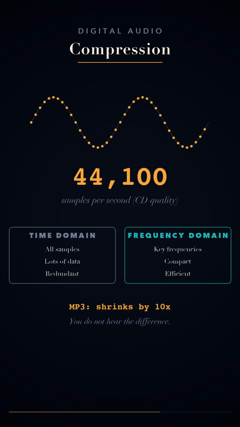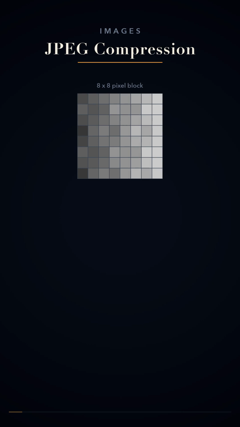MP3 compression works by running a Fourier-like transform on small chunks of audio, identifying which frequencies your ear will not notice are missing, and throwing them away. The file shrinks by a factor of 10. You do not hear the difference. Fourier made that possible. And it is not just audio. The JPEG image sitting in your camera roll right now uses the exact same trick, adapted for 2 dimensions.